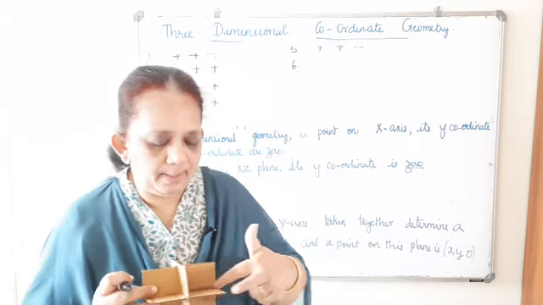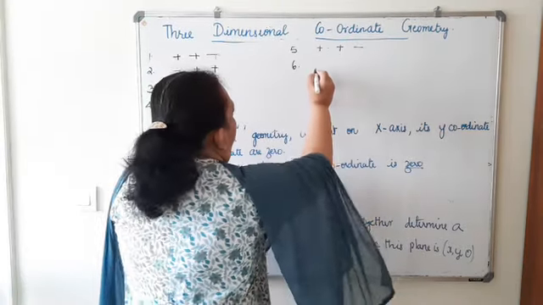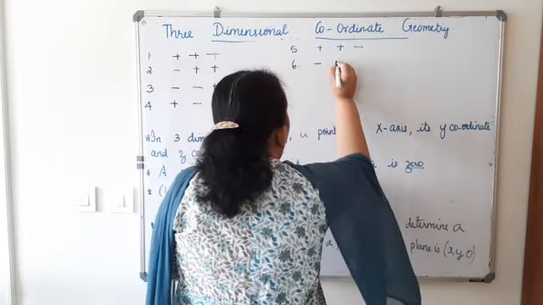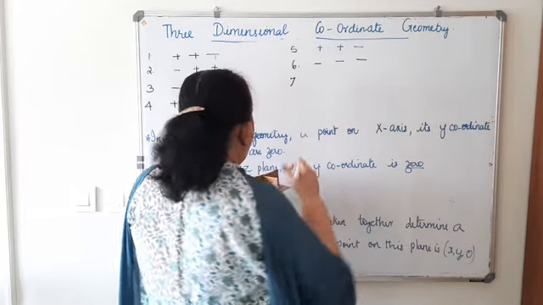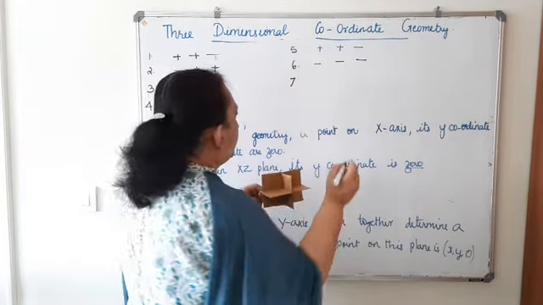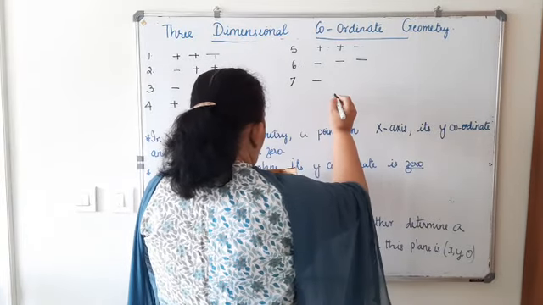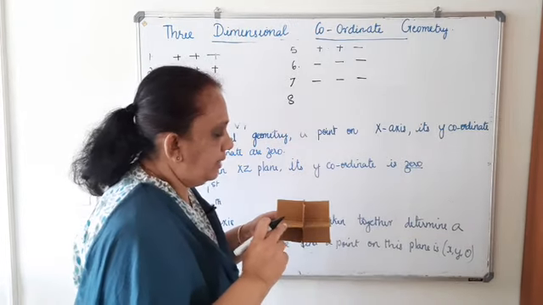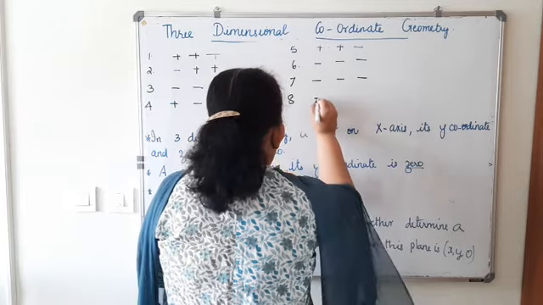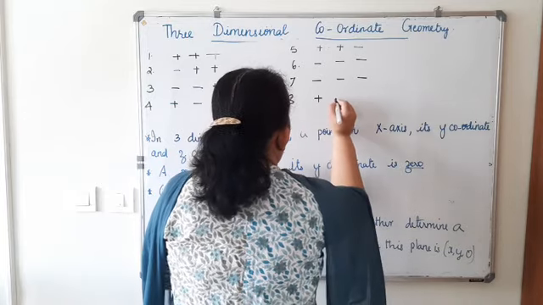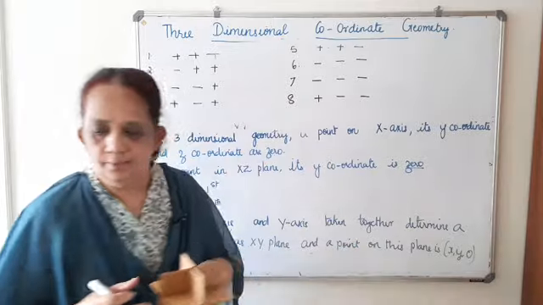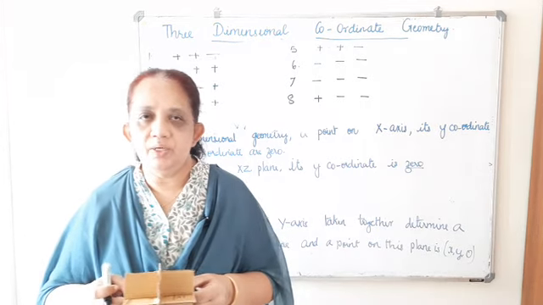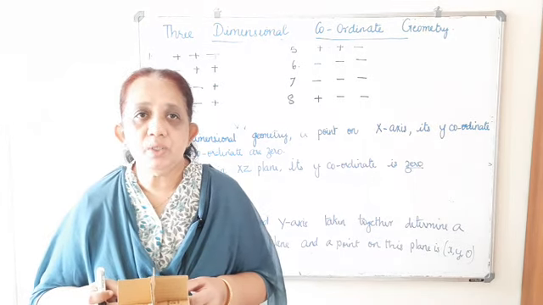Now, in the sixth octant, what about the x coordinate? X coordinate is negative, y coordinate is positive, z coordinate is negative. And in the seventh one, x coordinate is negative, y coordinate is negative and z coordinate is also negative. And in the eighth octant, x coordinate is positive, y coordinate is negative and z coordinate is negative. So, this is how the space in three-dimensional geometry is divided into 8 octants.